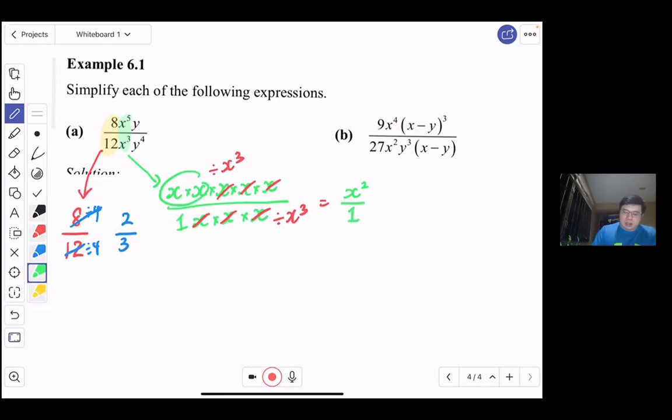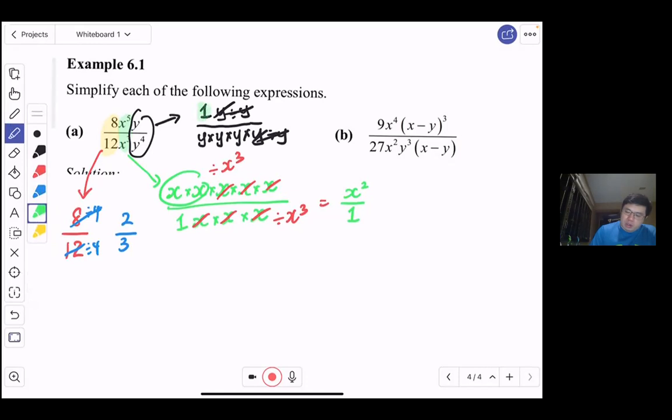Now the third portion here, y power 4. So y at the top and y power 4 at the bottom, which is like y, 2, 3, 4. If I cancel, what I'm doing is dividing by y, both top and bottom. Now I'm left with a 1 at the top and y cubed at the bottom. So I'm left with 1 over y cubed.